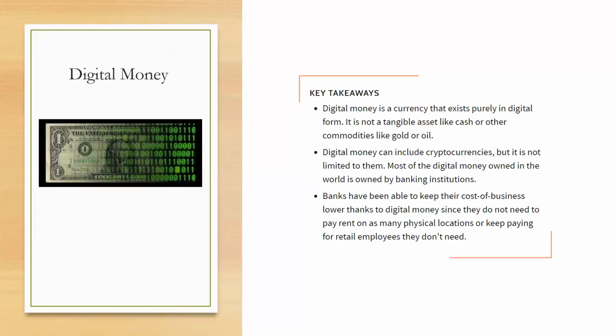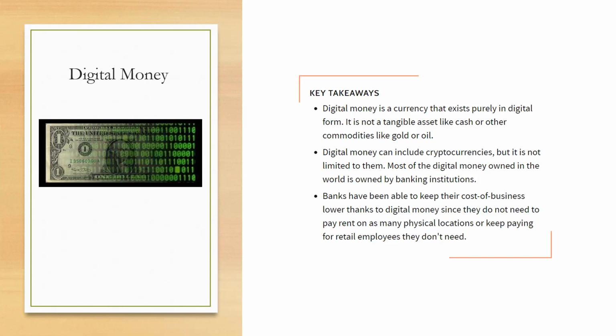So key takeaways from digital money. This is just here for you guys to read, but it's just money in a digital form. It is no different than your fiat currency, except that it is not tangible like gold or oil. Digital money can include cryptocurrencies, because cryptocurrencies are also a digital means of exchange that you cannot touch, but digital money, digital currency as it exists right now, is not cryptocurrency.